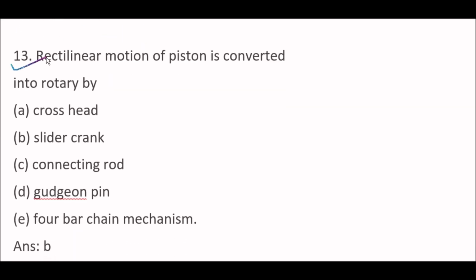Next question. Rectilinear motion of piston is converted into rotary by option A, crosshead. Option B, slider crank. Option C, connecting rod. Option D, gudgeon pin. Option E, 4-bar chain mechanism. And right answer is option B, slider crank. Rectilinear motion of piston is converted into rotary by slider crank.